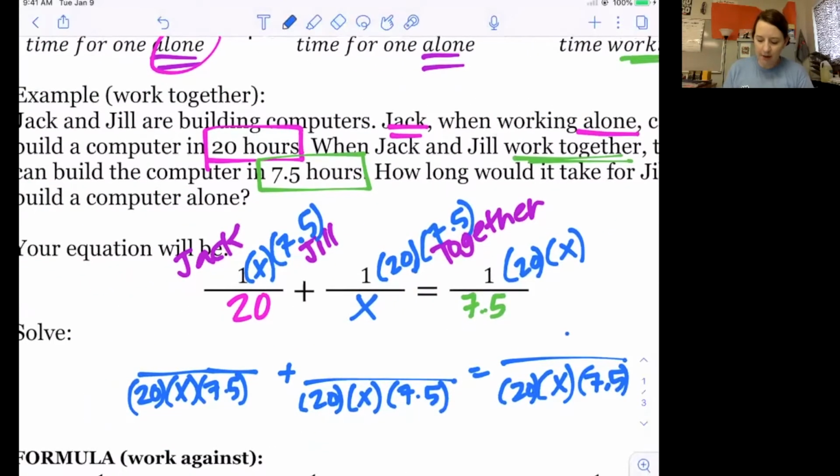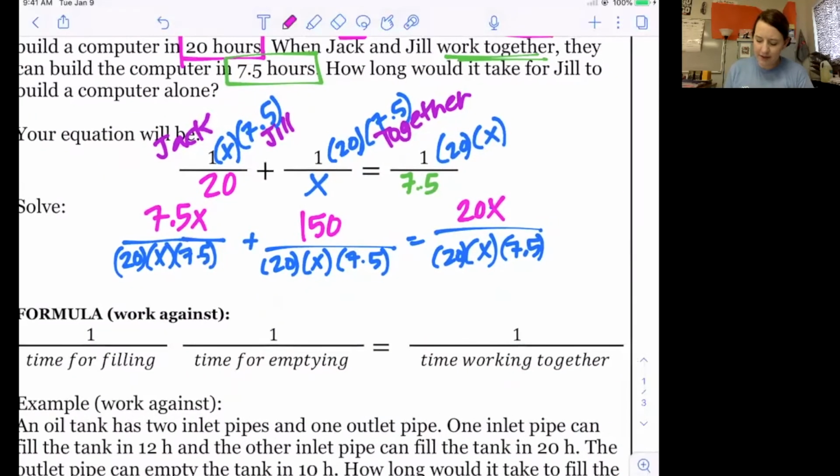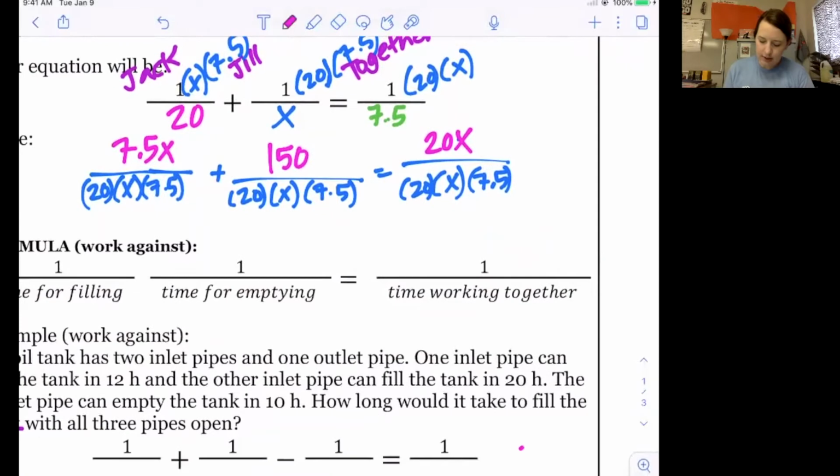Okay, so over here on my first fraction, I have a numerator of 7.5x. On the second one, I have a numerator of 150. And on the last one, I have a numerator of 20x. So I've got this equation, 7.5x plus 150 equals 20x. I'm going to subtract the 7.5x from both sides.